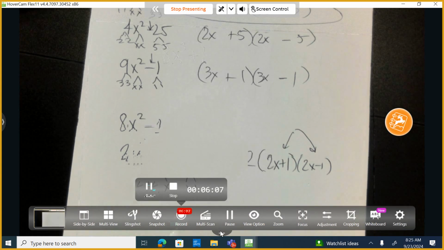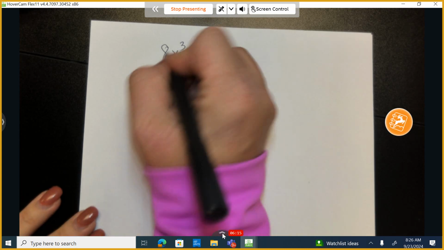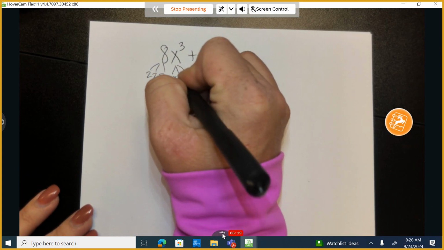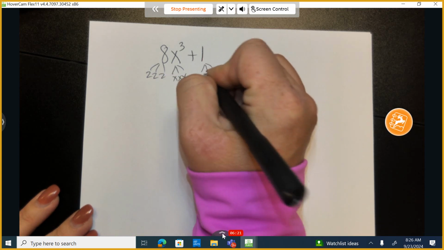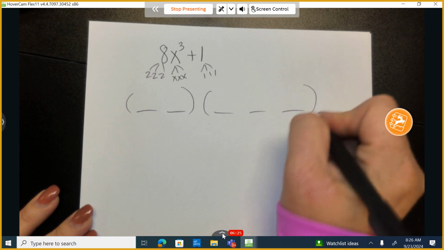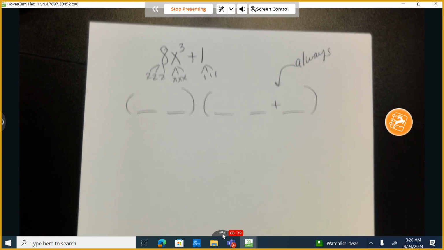This looks different. This goes back to what we did more than a week ago, and this is going to be the sum or difference of cubes. And so you are welcome to have your notes out with the sum or difference of cubes. Remember, this breaks into 2 times 2 times 2, x times x times x, and 1 times 1 times 1. We have 2 terms in the first parenthesis and 3 terms in the last. This is always going to be positive.